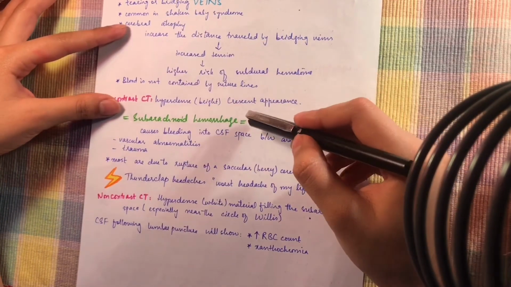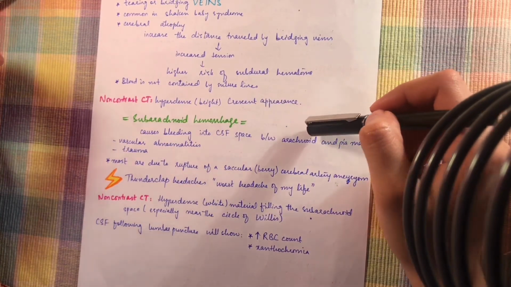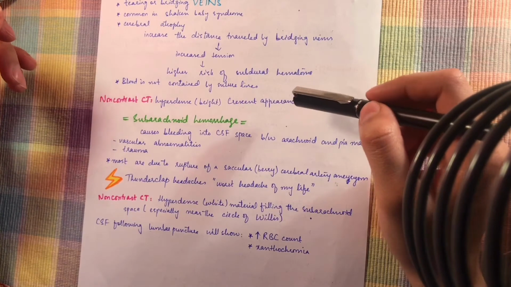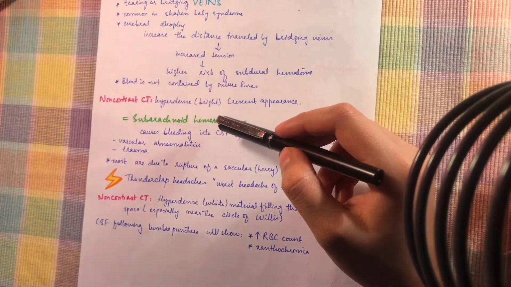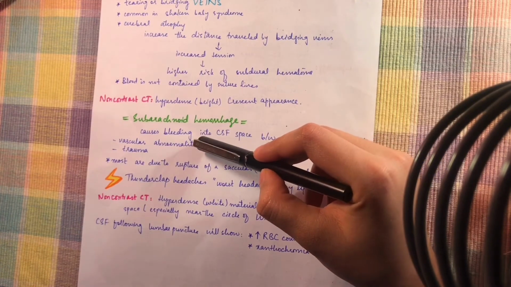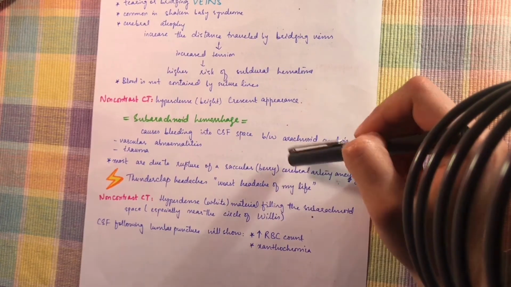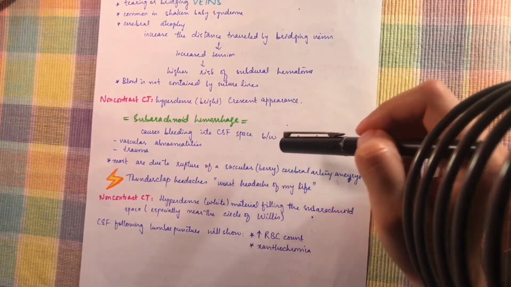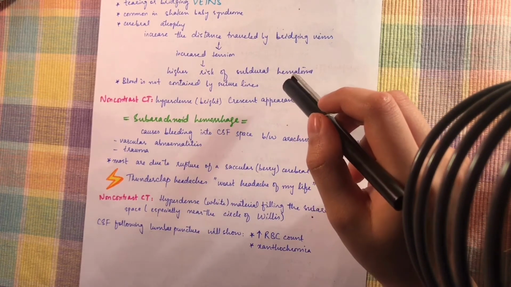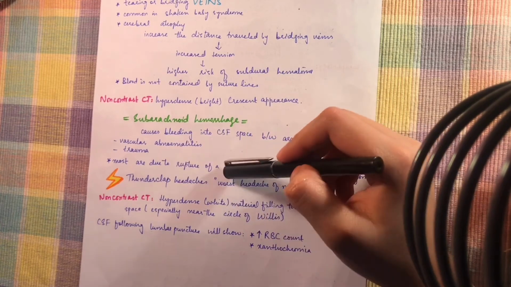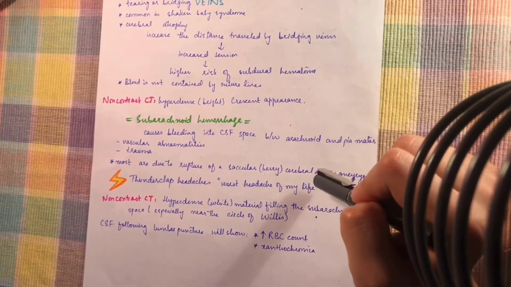Next is subarachnoid hemorrhage. Subarachnoid hemorrhage causes bleeding into the CSF space between the arachnoid and the pia mater. Two important causes of subarachnoid hemorrhage are vascular abnormalities and trauma, and the most important occurs due to the rupture of a berry aneurysm, or saccular cerebral artery aneurysm. One important thing is that the patient presents with thunderclap headache. The patient says it's the worst headache of my life.